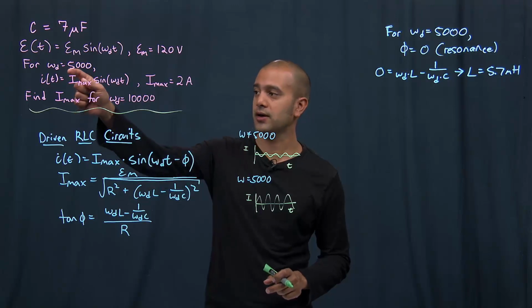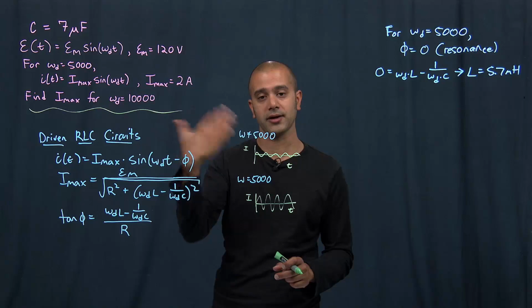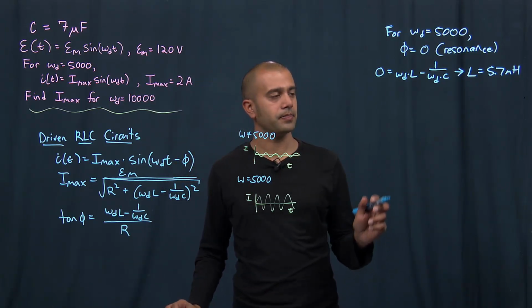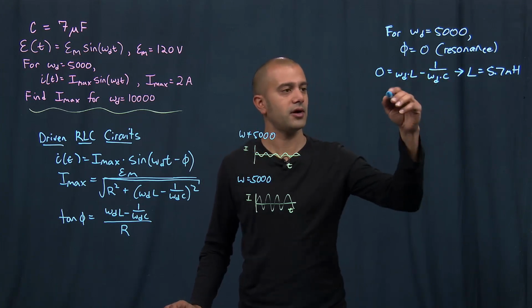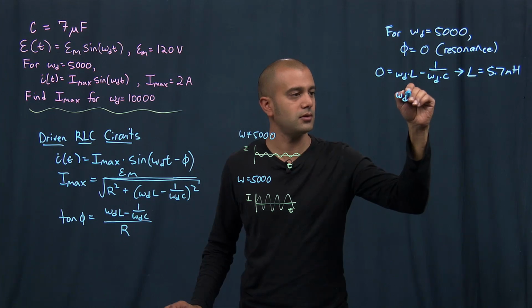And so what we find here is that, in fact, for 5,000, the I max is 2 amps. But if you choose any other frequency, the I max will be less than 2 amps. I'll also note that if you look at this formula, I'm just going to invert that formula. It can also be written like this.